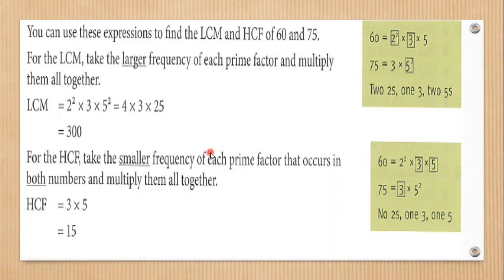For HCF, we just need to find the common things both have, like here 3 and 3 are common. There are two 5s in one and only one 5 in the other, so we take only one 5, because we take just the common part. So I write 3 and 5, that is 15. The HCF is 15, and the LCM is 300.